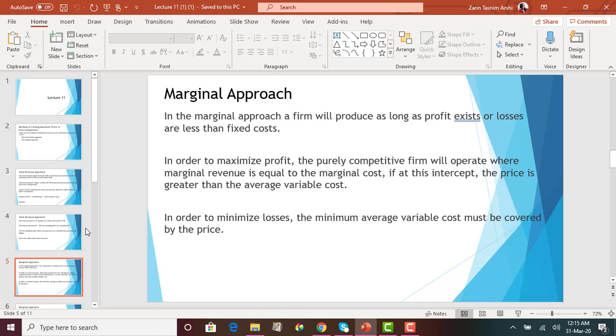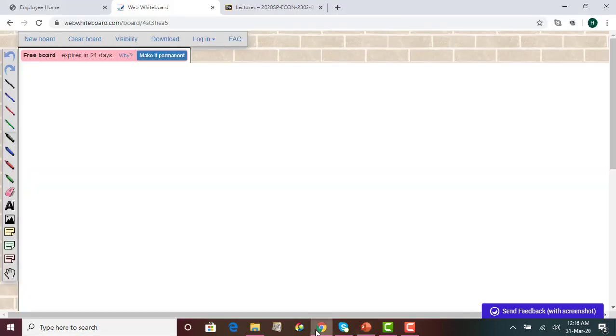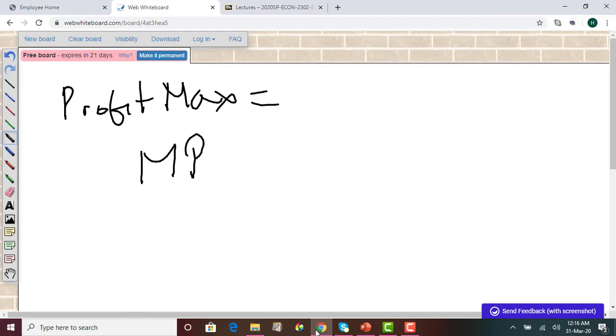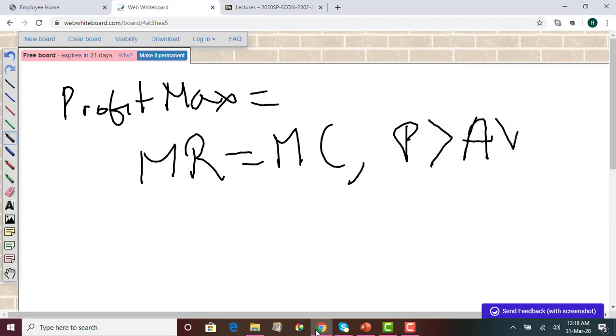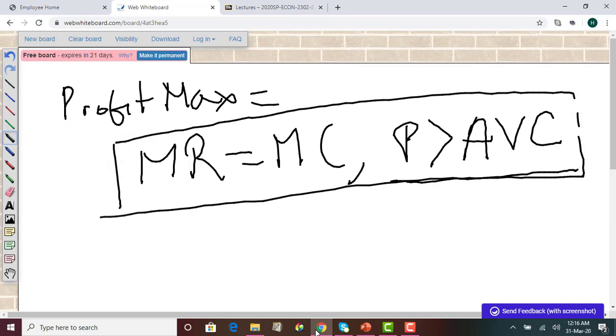In other words, this approach says that profit is maximized for a firm in this type of competition when marginal revenue is equal to marginal cost, as long as the price is greater than average variable cost. So in other words, under this approach, profit is maximized when marginal revenue equals your marginal cost, as long as price is greater than your average variable cost. If the price is less than your average variable cost, then probably you are not able to cover your fixed cost and you're making too many losses. So this is the point where the profit will be maximized for a firm in the industry, and the firm will operate at this point.